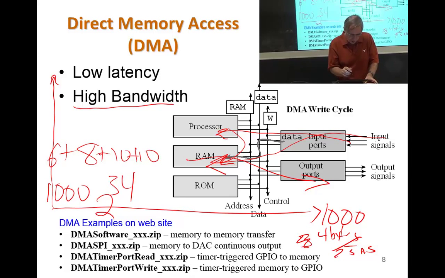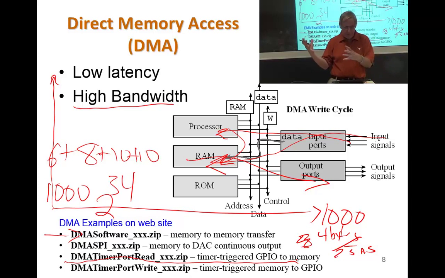But there are 4 example codes. The first one is transferring a block of memory to somewhere else in memory. It's got no I/O device. The second one is I'm streaming data out to the DAC, and then the other 2. This one is like a logic analyzer. I can stream data from a port right into RAM, and this one is the one I use for my hat, where I'm streaming data from RAM out to the device.